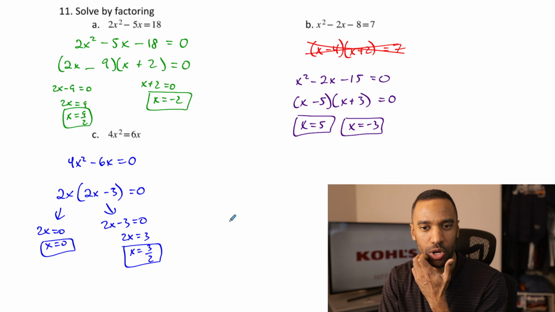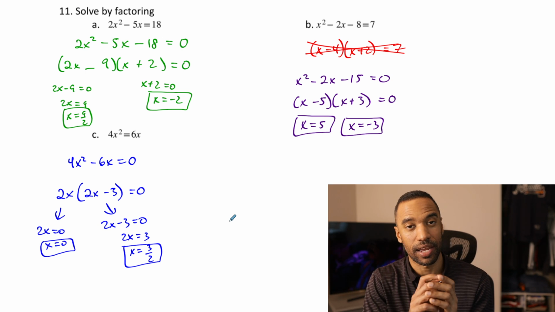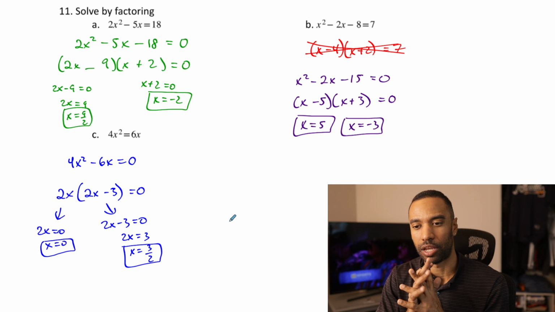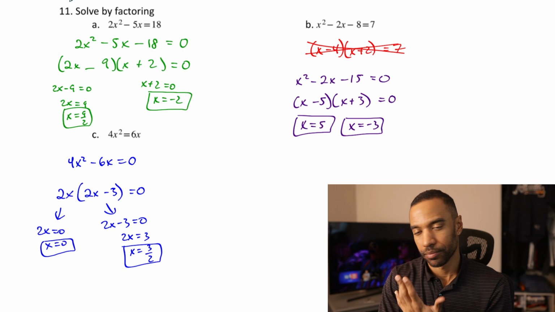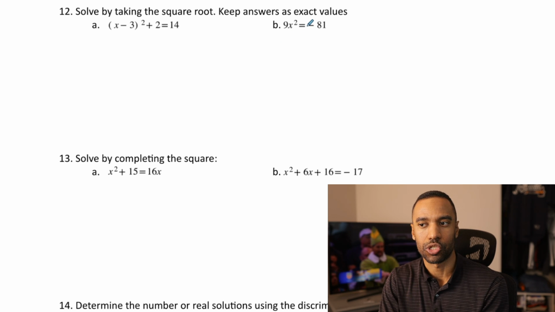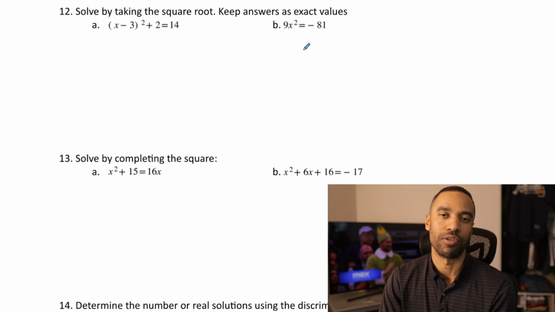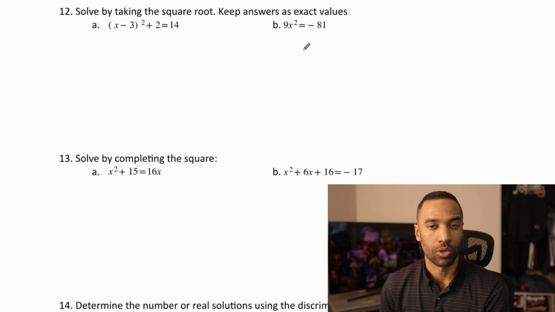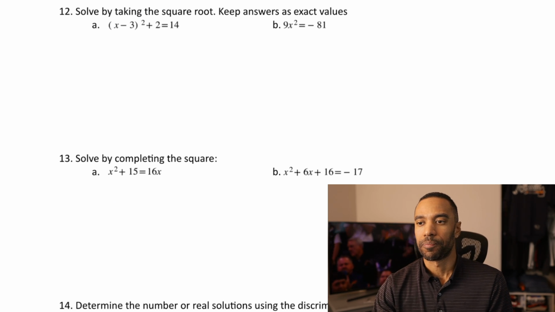I wish there were some problems here where you get to choose methods to solve and recognize factoring when it comes up. Didn't look like it really showed up here, but we'll move on. But it's a lot of solving quadratics. Now we're going to solve by taking the square root, keep answers as exact values. That means no going to the decimal and rounding final results.